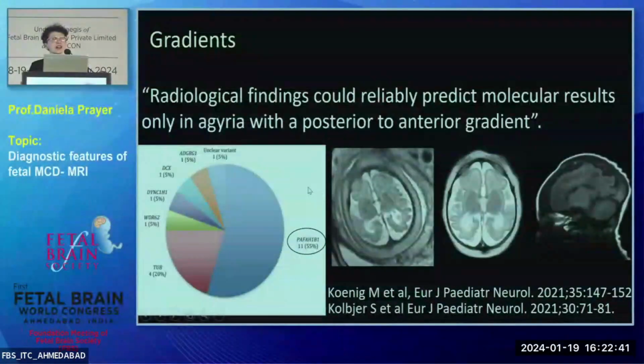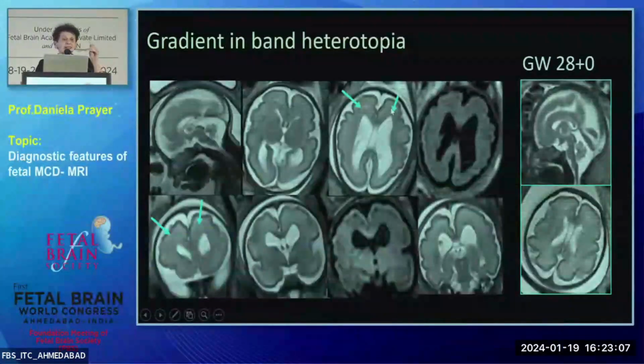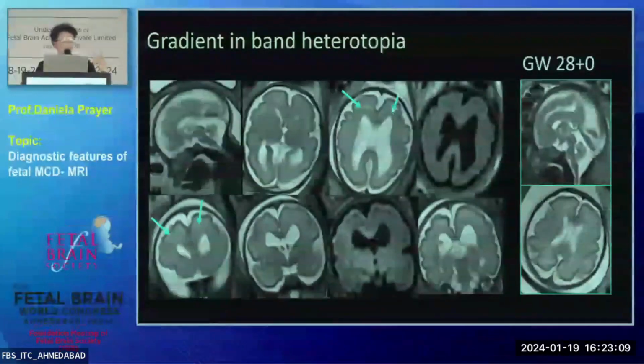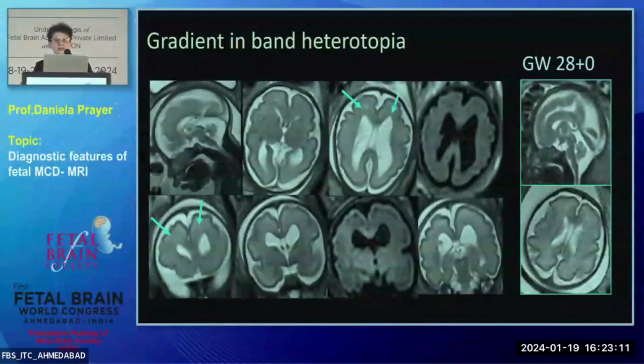Unfortunately, there are a lot of genes that may lead to lissencephaly, and there was a paper that said radiological findings could reliably predict molecular results only in agyria with a posterior to anterior gradient. So if you find a gradient, you know there is probably a genetic background, but it will be very difficult to say which one. Gradients, of course, band heterotopias can also have gradients.